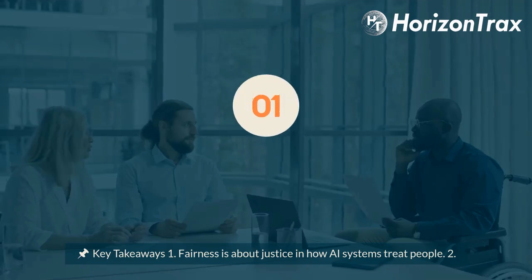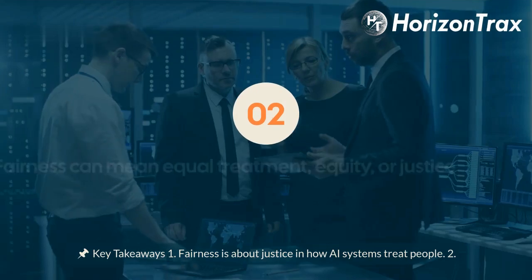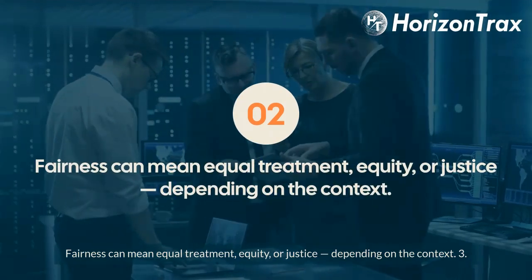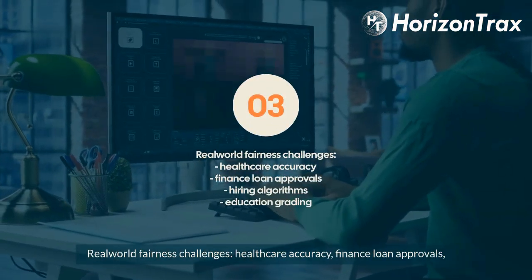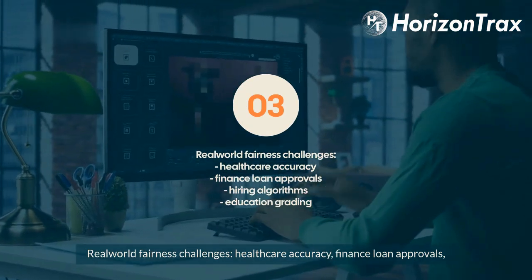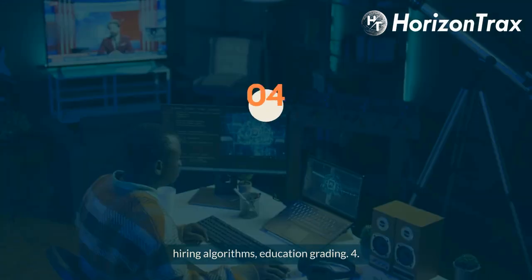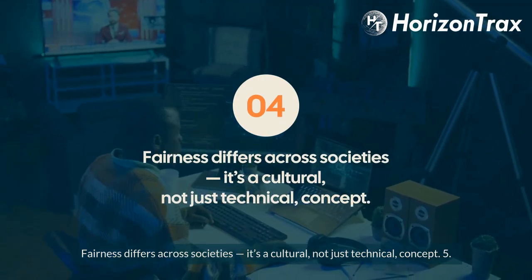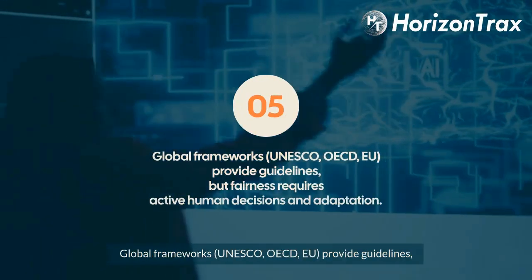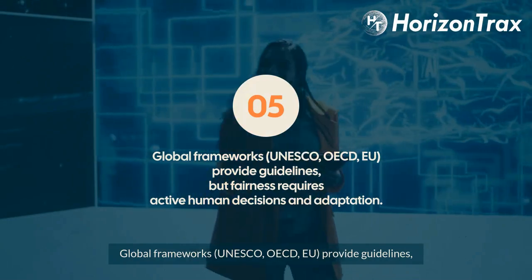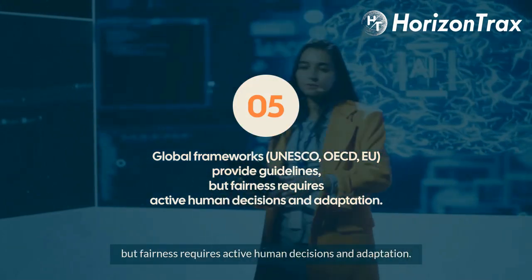Key takeaways. 1. Fairness is about justice and how AI systems treat people. 2. Fairness can mean equal treatment, equity, or justice, depending on the context. 3. Real-world fairness challenges: healthcare accuracy, finance loan approvals, hiring algorithms, education grading. 4. Fairness differs across societies. It's a cultural, not just technical concept. 5. Global frameworks, UNESCO, OECD, EU, provide guidelines, but fairness requires active human decisions and adaptation.